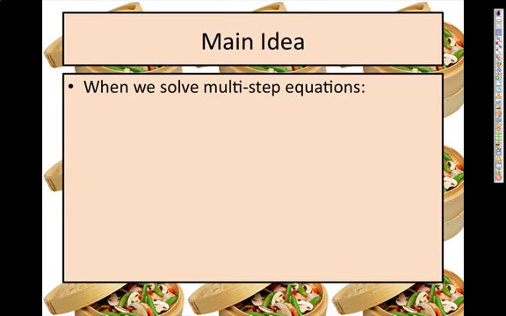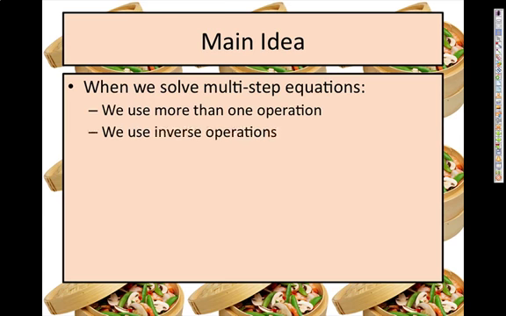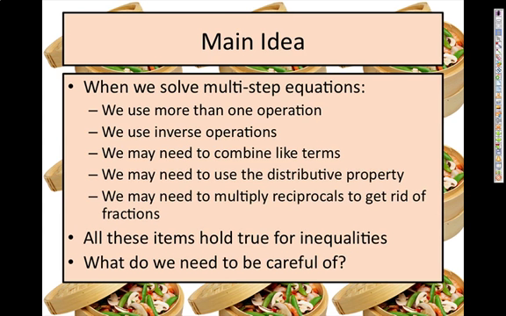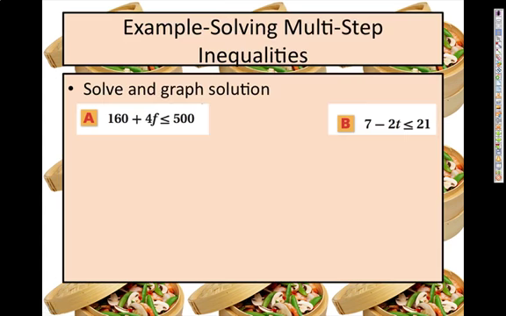Okay, so remember, when we solve multi-step equations, we may use more than one operation. We use inverses. Sometimes we need to combine like terms, sometimes we need to use the distributive property, and sometimes we need to use reciprocals. All of these methods hold true for inequalities. But what do we need to be careful of? We need to be careful whenever we multiply or divide by a negative number because we have to flip our inequality.